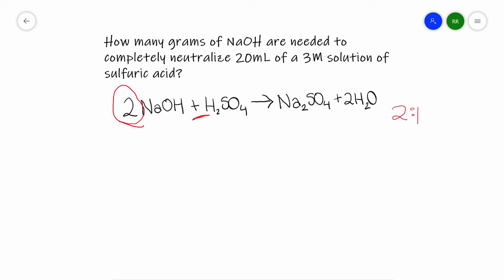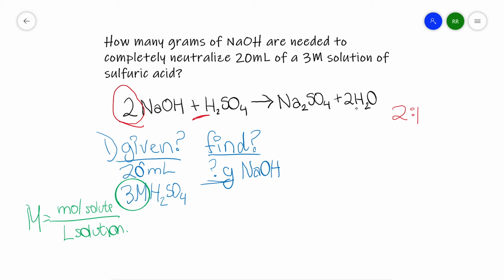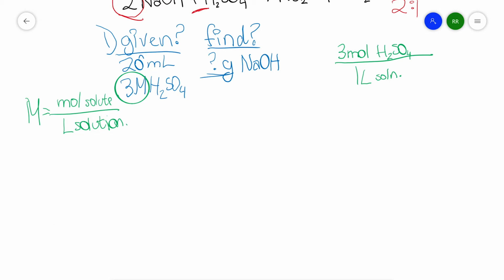completely balanced. The first thing that I need to ask myself is what's given and what do I need to find? So they tell me that I have 20 milliliters of a 3 molar solution of sulfuric acid. What I need to find, grams NaOH. I want grams to end up in the numerator and everything else is going to cancel out. As mentioned earlier, molarity is equal to the moles of solute over the liters of solution. And so if I know that this is 3 molar, then there is 3 moles H2SO4 in 1 liter of solution. So now I just set this up as a whole bunch of fractions or ratios.